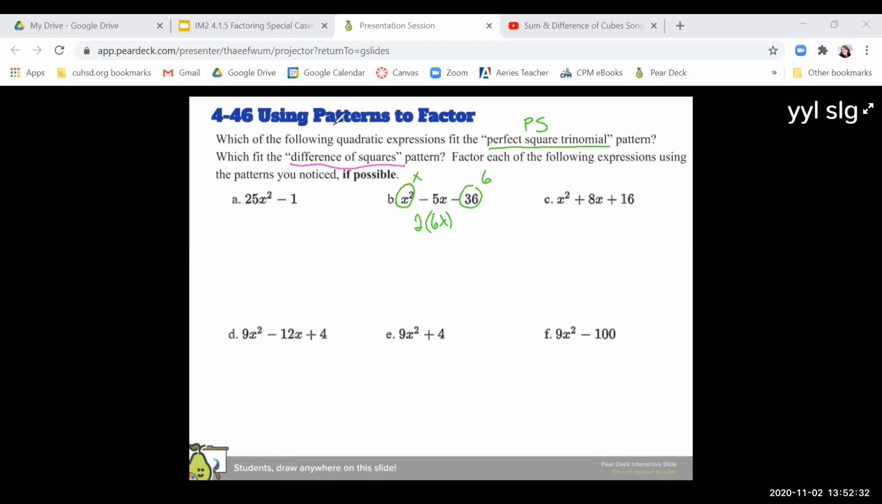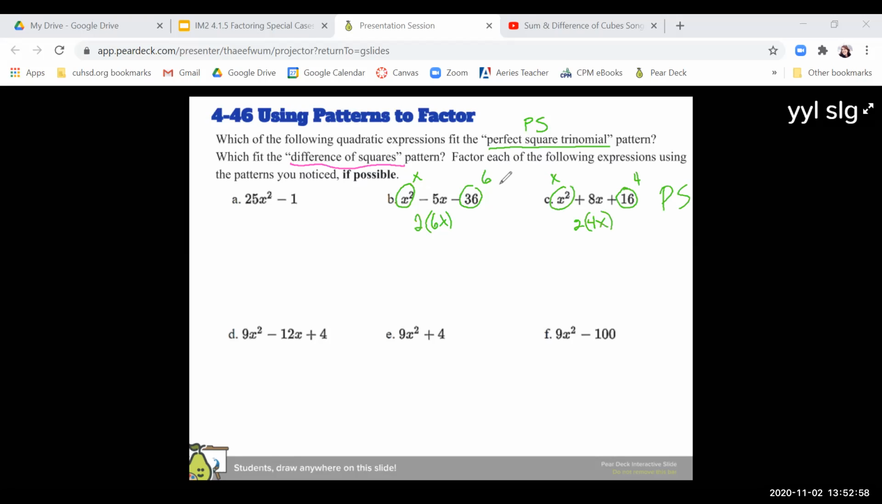Maybe. Let's test it. So we've got x squared here. Let's get that root. That's x. We've got 16 here. The root of 16 is 4. If I do 4 times x and then double it, do I get the middle term? Yes. This is a perfect square. So we're going to follow our pattern here to do this factoring.